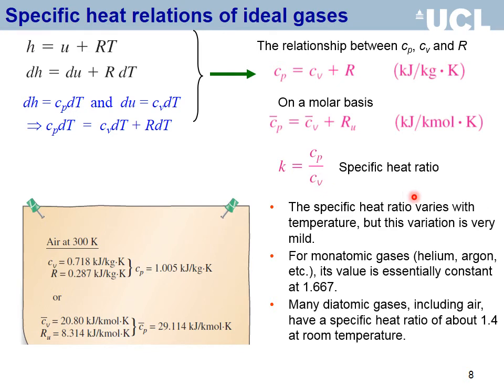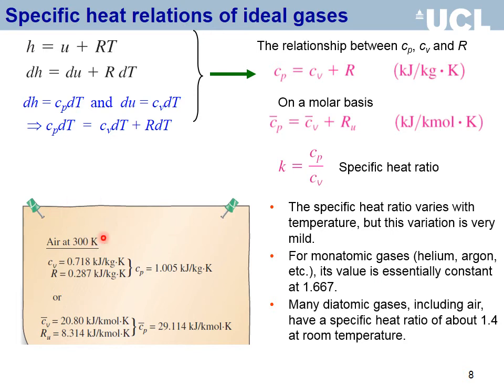The good thing is that even for a lot of real gases, this Cp Cv ratio does not vary much. So for monatomic gases like helium, argon, and other ideal gases, experimentally this has been measured to remain constant at around 1.667. For diatomic gases, it's about 1.4. For air, it's around 1.4 actually, and this is a value that is used quite commonly.